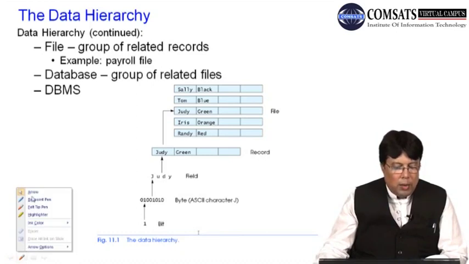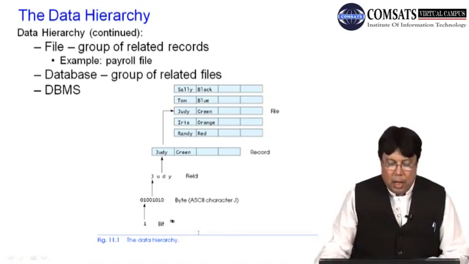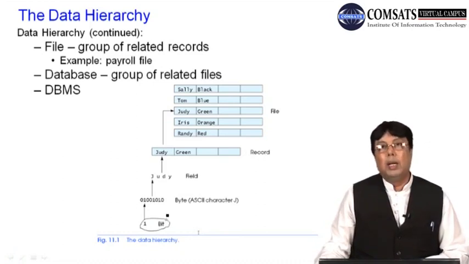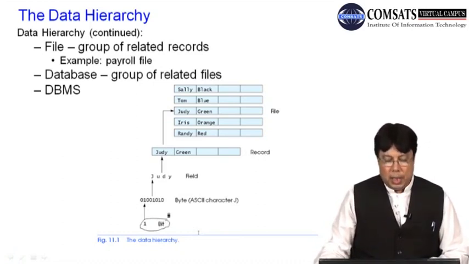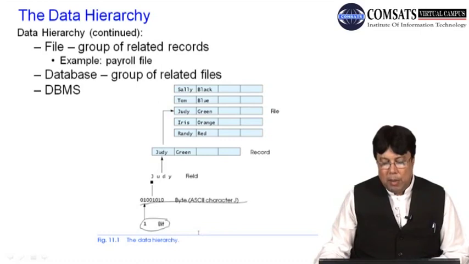we can start with the file from the least point, which is the bit, and then we can have a combination of bits which is called a byte, and then a combination of bytes. So from 1 bit we have 8 bits that produce 1 character, and this 1 character could be, let's say, J. Then we have a combination of characters. These combinations of characters will form one field.